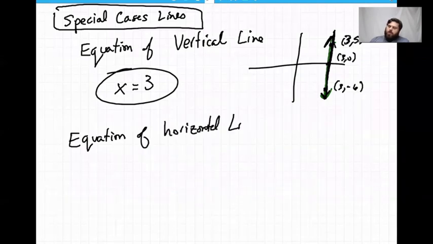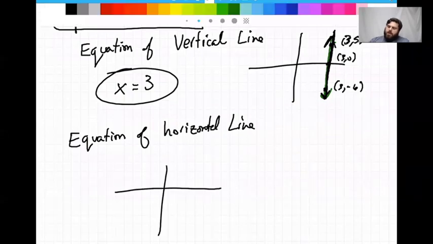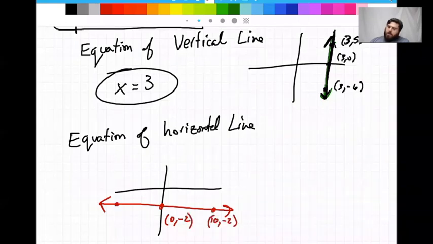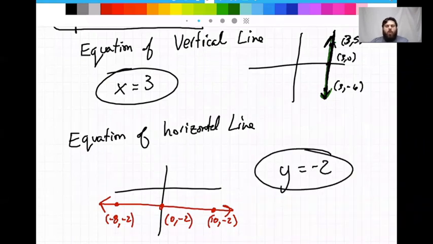All right? How about the equation of a horizontal line? Okay, so let's look at that. We have a horizontal line right here. And let's say these coordinates are (0, -2), this is (10, -2), this is (-8, -2). Those are all the coordinates for that horizontal line. So what do you notice about this? Look at all the y numbers. See how they're all -2? It doesn't matter what the x is. It just matters that the y is equal to -2. That's the equation of that horizontal line.